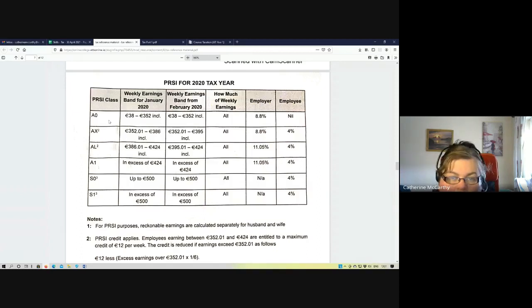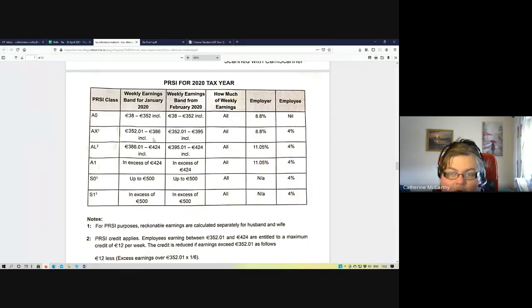So we've got a PRSI class here called AO. That's if you earn between €38 and €352, your employer pays PRSI for you of 8.8%, but the employee pays no PRSI. So if you earn €352 or below in a week, you don't pay any PRSI. The employer still does pay PRSI, but the employee doesn't pay any PRSI.